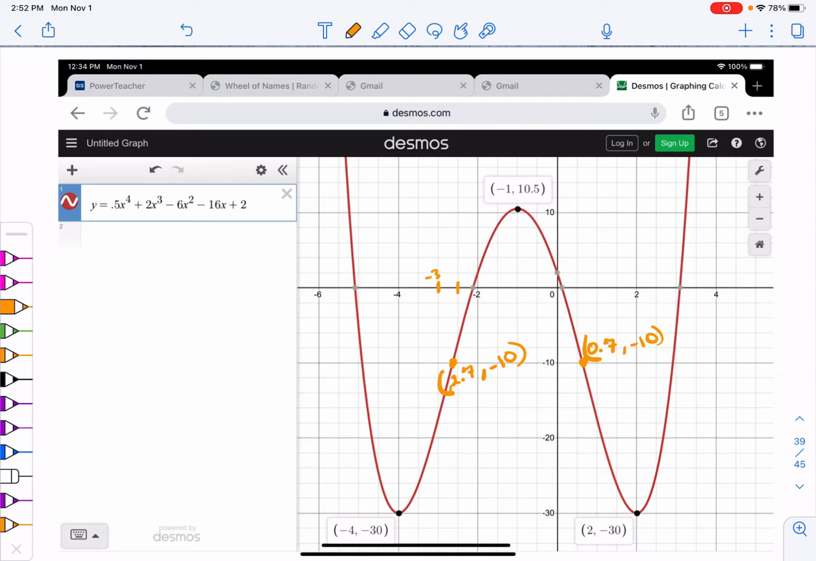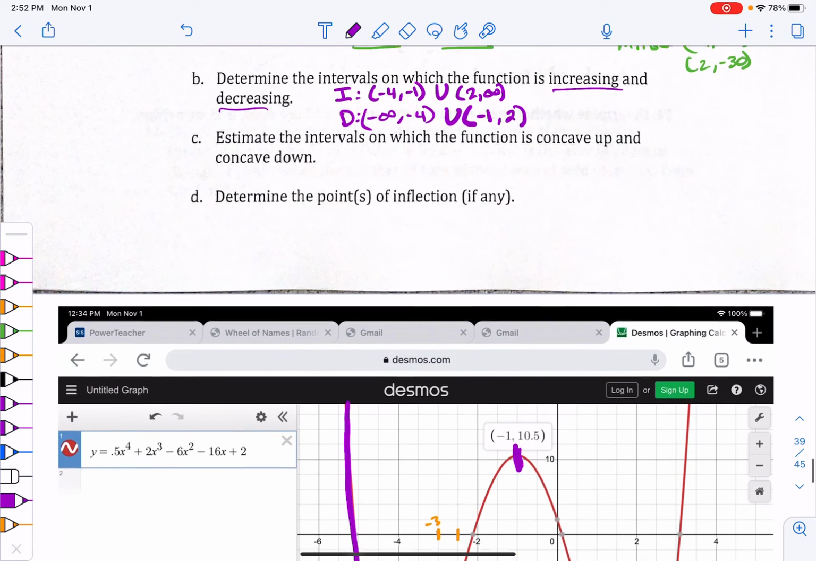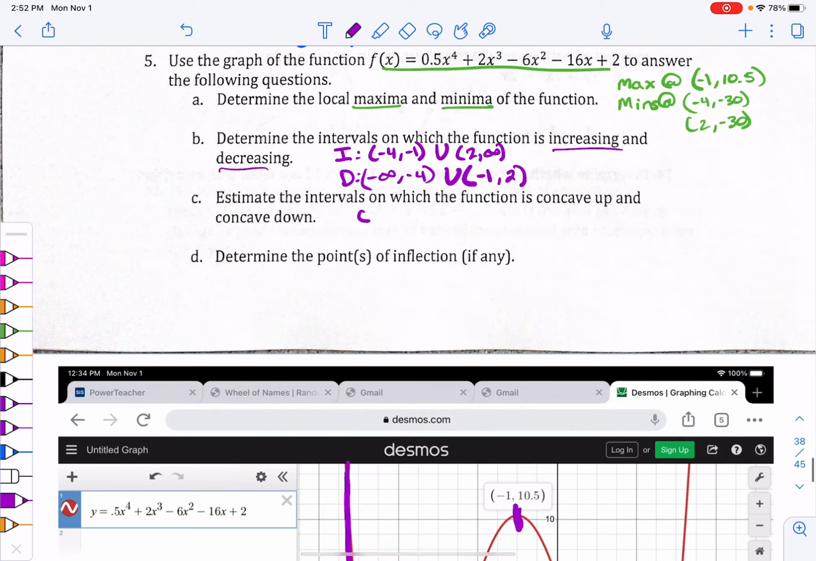So the first thing it's doing is holding water from here to here. So from -infinity until it gets to about -2.7, that's where it's holding water. If you're wondering how I got this number, it's about halfway in between these two points. So from -infinity to -2.7, it's concave up.